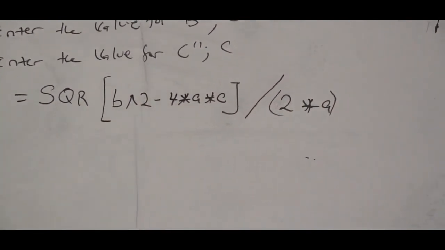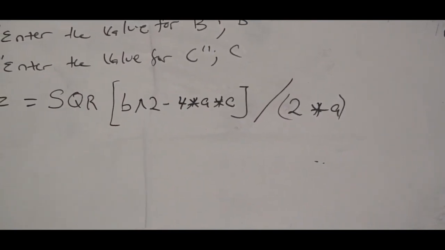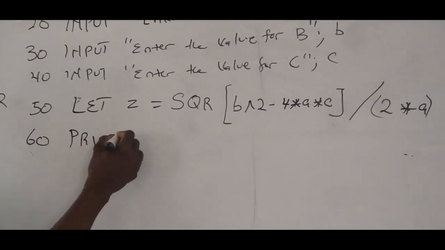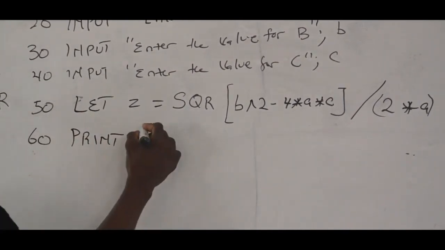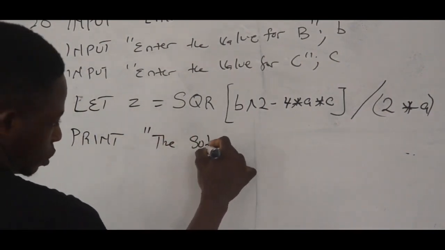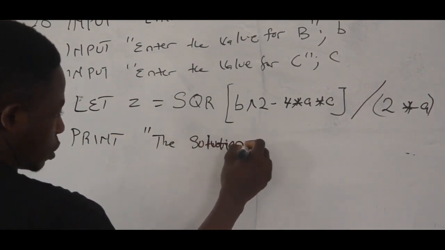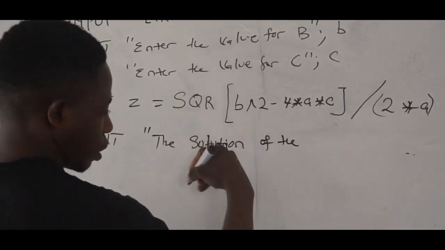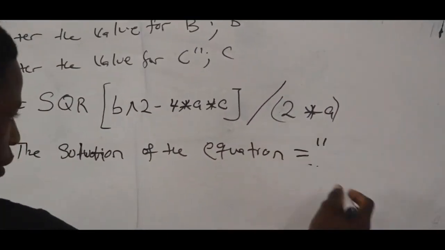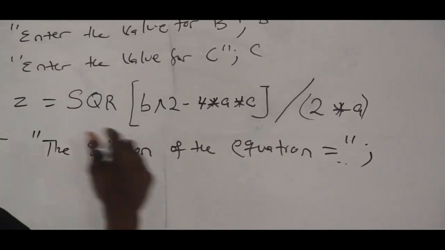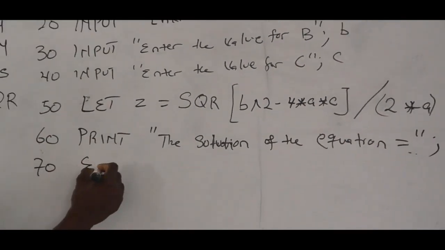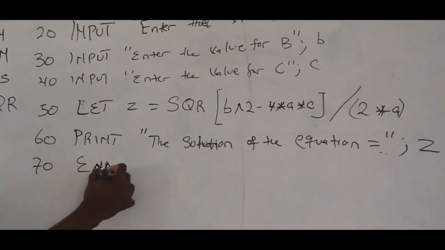So what we need now is just to show our answer, show the output. So now you go to line 60. You now print. You can just print your Z, and the answer will come out. Or you can do it like a print, the solution of the equation equal to, put your equal to inside the string. Now close it, then Z. And your line 70 will be END, to terminate the program.